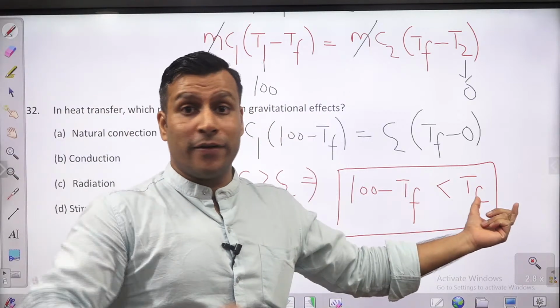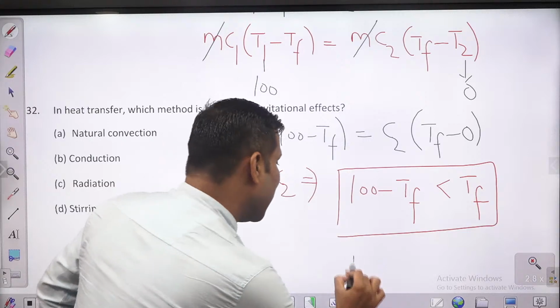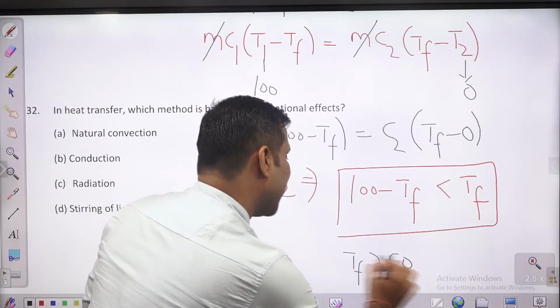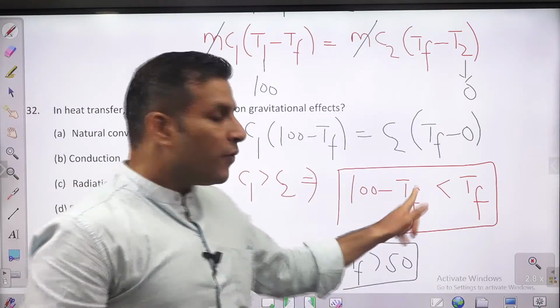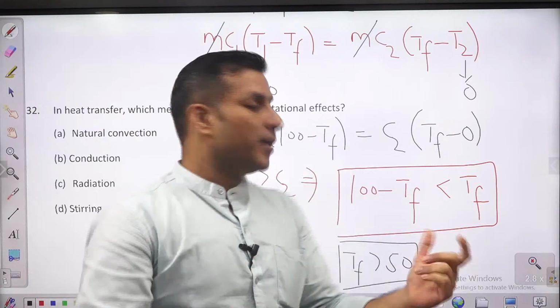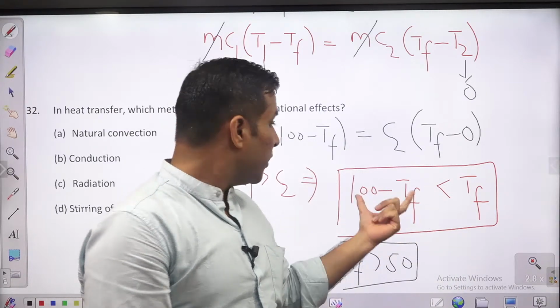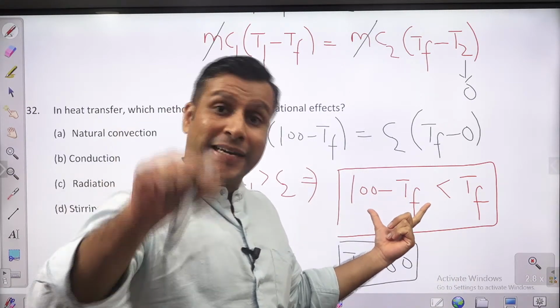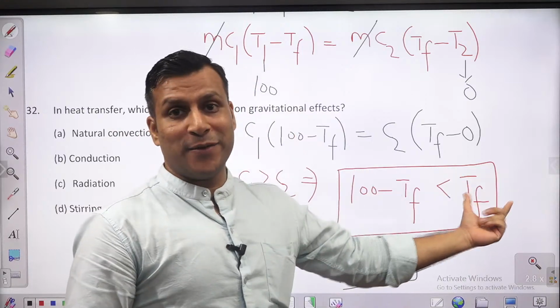55 is less than 45? No. So what will TF be, guys? TF will be more than 50. You can check it here: if you put 52 or 55. Suppose the final temperature is 55. What difference do you get? The difference is 45, and yes, 45 is less than 55. Are you getting it, guys?